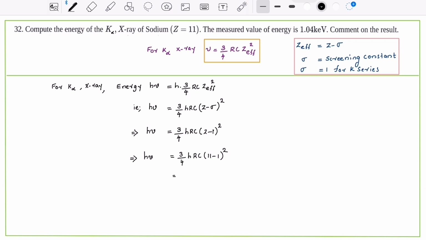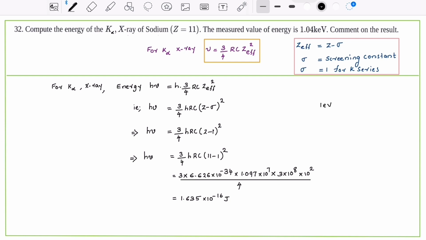Now let us compute the value. 3 into 6.626 into 10 raised to minus 34 into R, the Rydberg constant, 1.097 into 10 raised to 7 into 3 into 10 raised to 8 into 10 square divided by 4. This is equal to 1.635 into 10 raised to minus 16 joule. Here we have obtained the energy in joule.